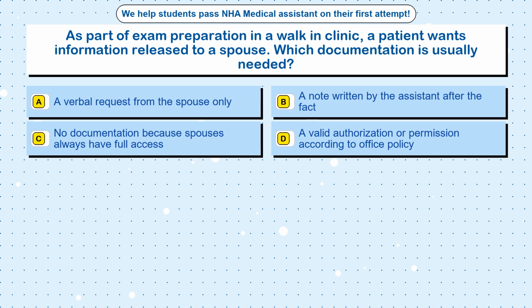Question 24. As part of exam preparation in a walk-in clinic, a patient wants information released to a spouse. Which documentation is usually needed?